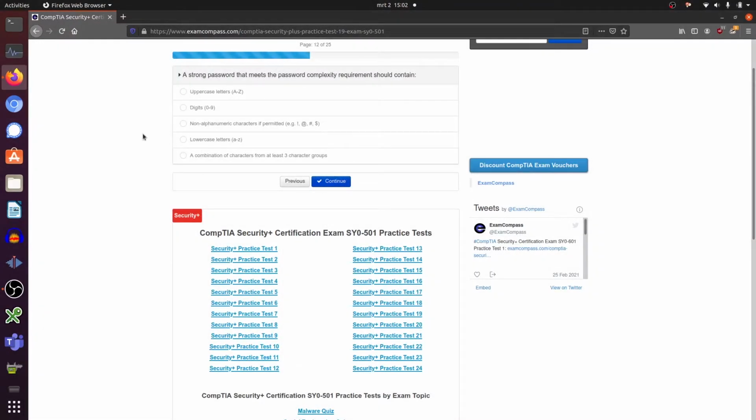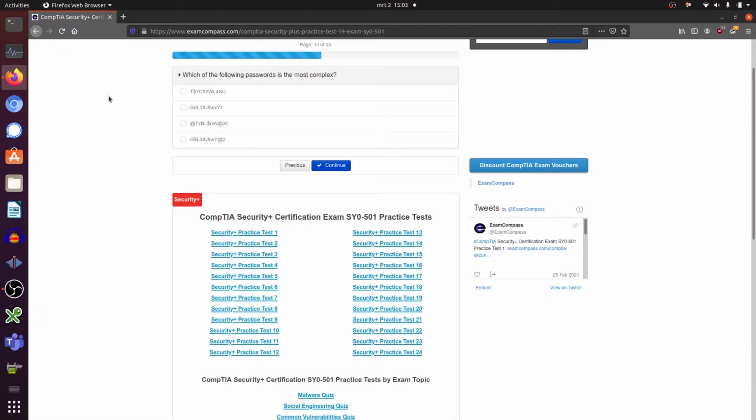A strong password meets the password complexity requirements and should contain a combination of characters. So lowercase, digits, uppercase, special characters, so non-alphanumeric characters. It should be a combination of all of those, from at least 3 character groups.